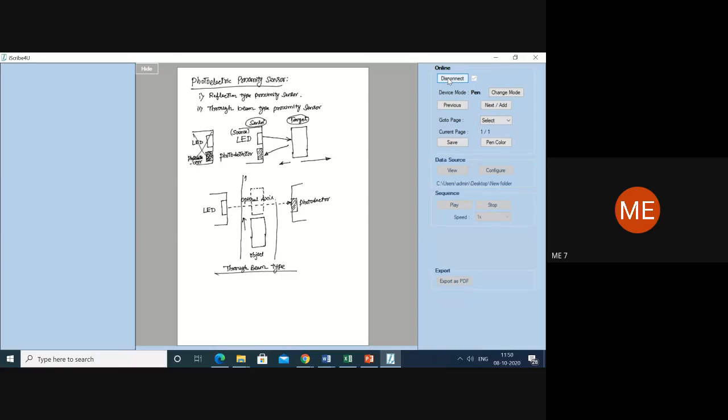Now this is the object. You have pushed the object, and the object has blocked the optical axis. What is going to happen? Question number one: in the through beam type, are you measuring the distance of the target to the sensor? Are you measuring anything here?